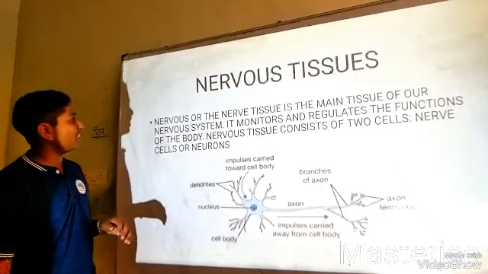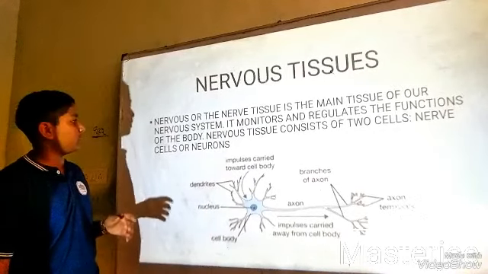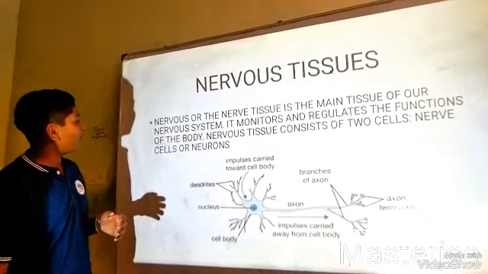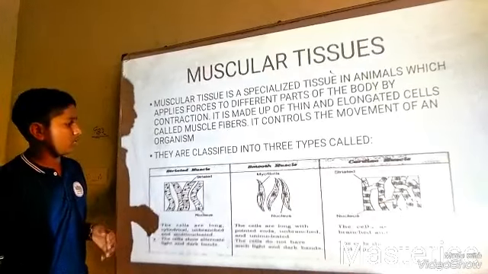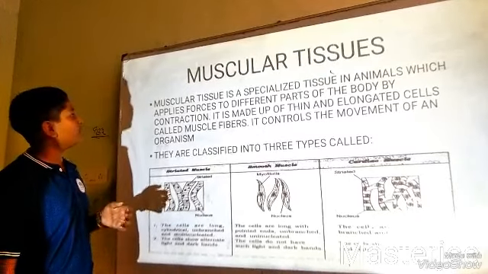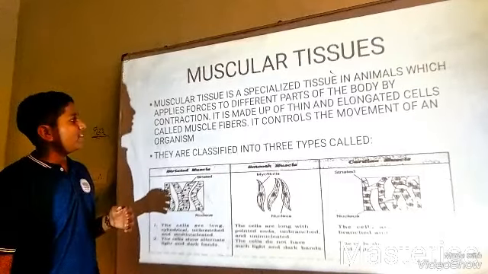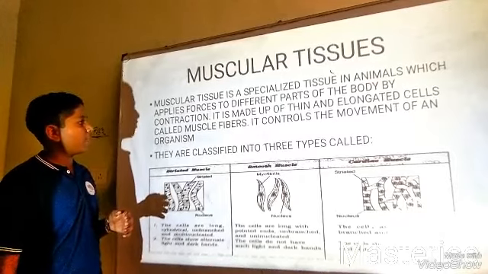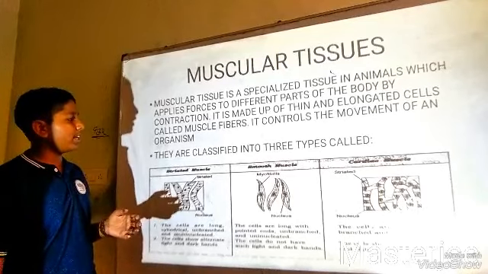Nervous tissue. Nervous tissue, or nerve tissue, is the main tissue of our nervous system. It monitors and regulates the functions of the body. Nervous tissue consists of nerve cells or neurons. Muscular tissue. Muscular tissues are specialized tissues in animals which apply force to different parts of the body by contracting. It is made up of thin and elongated cells called muscle fibers. It controls the movement of an organism. They are classified into three types.